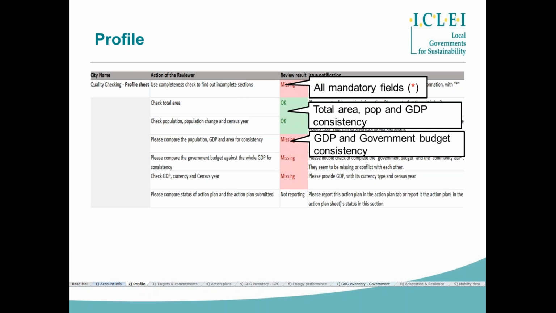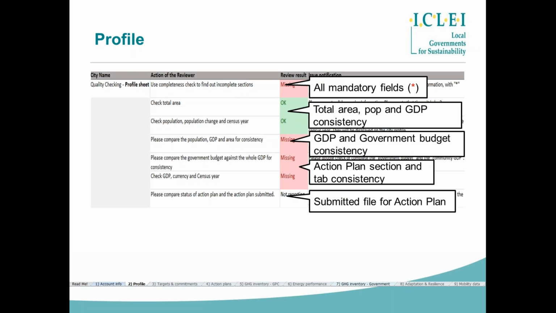Again, another thing that we will be looking at is the consistency between GDP and government budget. And also if the city is reporting that they have an action plan, we are going to go to the action plan section and check that this action plan is reported there as well, and also that the plan has its respective supporting document. So that is regarding the profile section.